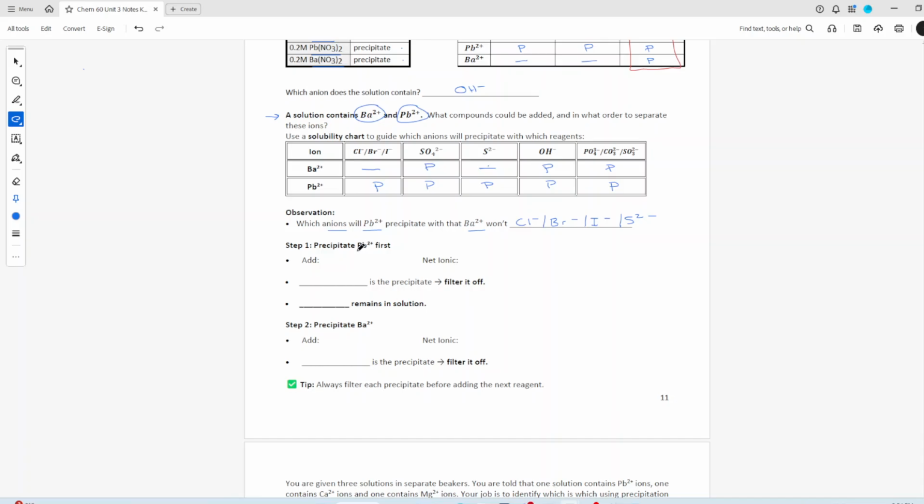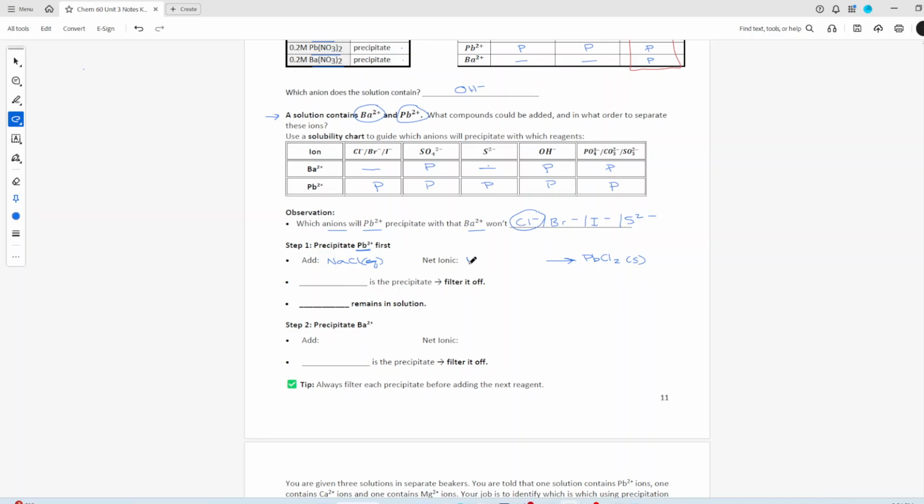So the first thing we want to do is precipitate the lead. So what are we going to add? Well, we're going to add sodium mixed with one of these anions. Now the easiest one is chloride, because obviously sodium chloride is salt. So let's add aqueous sodium chloride. If we add aqueous sodium chloride, we are going to form lead nitrate, or lead chloride, sorry. That is going to be our solid that we are going to form.